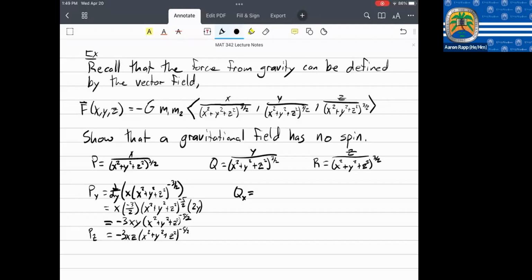That y is just a constant multiple. I'm going to have, again, chain rule, -3/2 out front, leave what's inside, subtract 1 from the exponent, but then I take the derivative of what's inside with respect to x, and the derivative of x squared plus y squared plus z squared with respect to x is just a 2x. Meaning that this partial is just going to be a -3 times an x times a y times x squared plus y squared plus z squared to the -5/2.